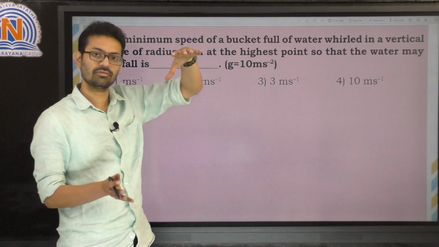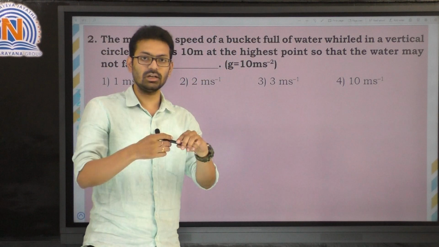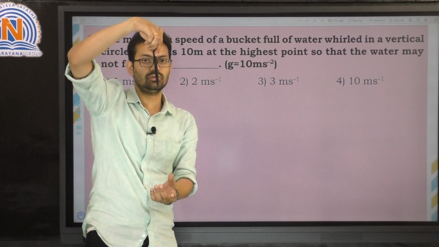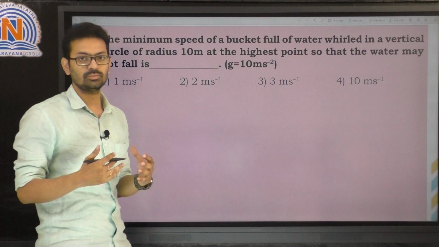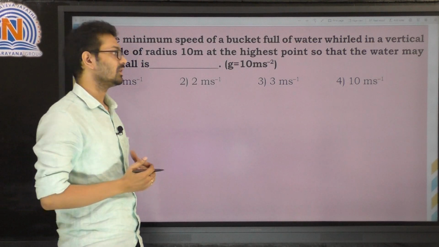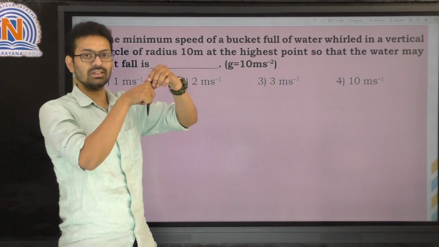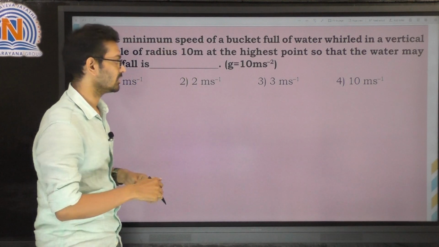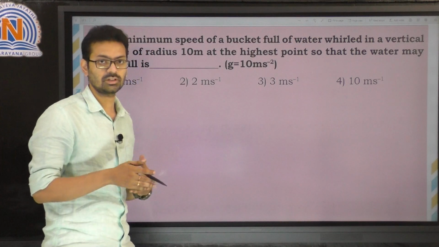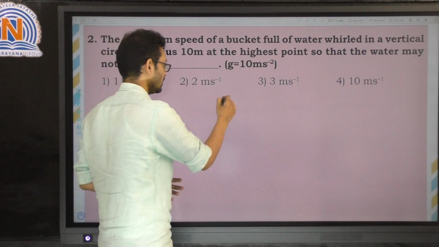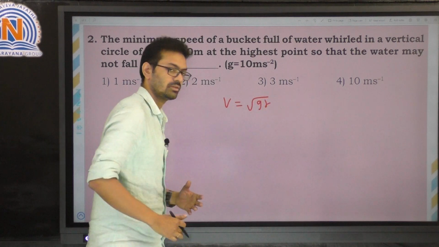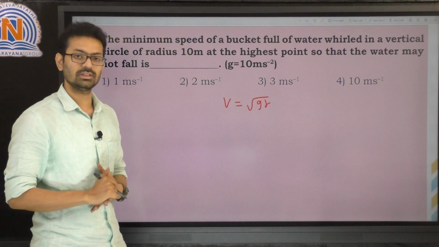When you take a bucket and rotate it nicely, when it comes up over here like this, the water should not fall down. That means at what speed it should move. If the tension should be maintained at the highest point, the minimum tension over there, then the minimum velocity the body has to rotate with is v equals root gr.